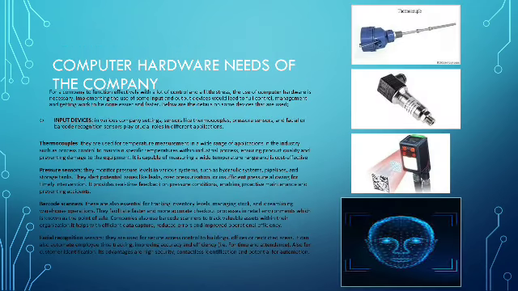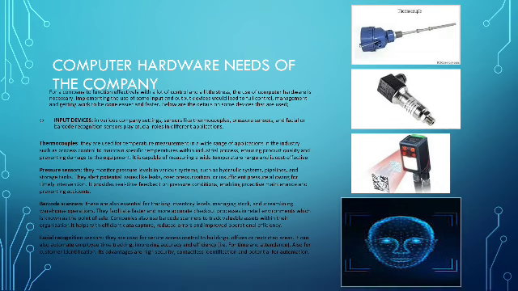Moving on to the computer hardware needs of the company. For a company to function effectively with a lot of control and a little stress, the use of computer hardware is necessary. Implementing the use of some input and output devices would lead to full control, management, and getting work to be done easier and faster. Below are the details on some devices that are used.